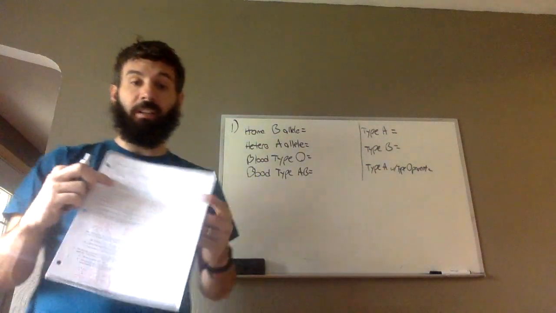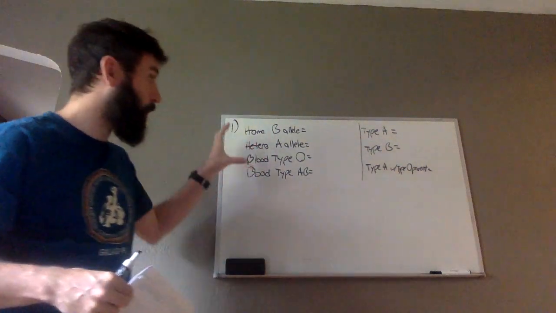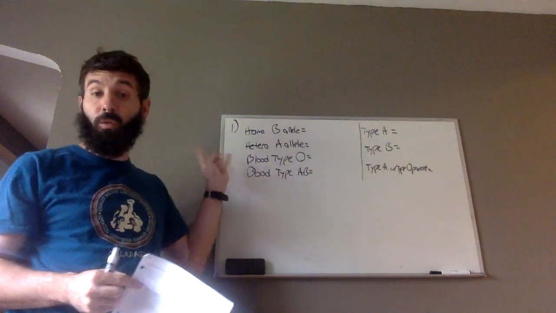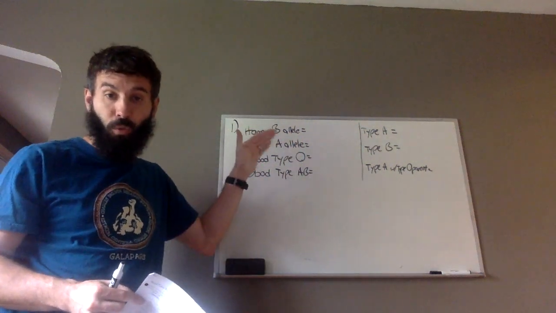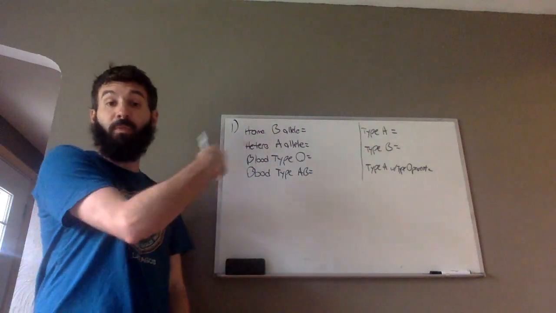Okay, so there's a chart at the top of the paper that goes over all the blood types and their options. Question number one, make sure you understand it before you do the rest of the assignment. If you can't do number one or you don't understand it, you will not understand any problem further down. So make sure you understand these ones before you move on.